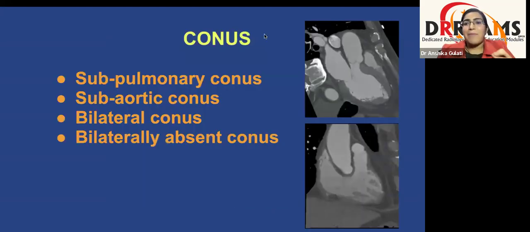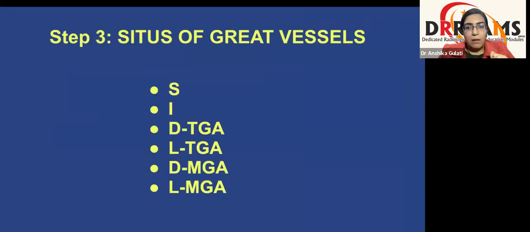Again, stressing about the conus, because this is very important. The artery that arises from the right ventricle will have the conus. So subpulmonic conus is normal. Subaortic conus is seen in cases of TGA when aorta arises from the right ventricle. Bilateral conus means both the arteries are arising from the right ventricle, and bilaterally absent conus means none of the arteries is arising from the right ventricle. Both are arising from the left ventricle. So for step 3, these are all the options.